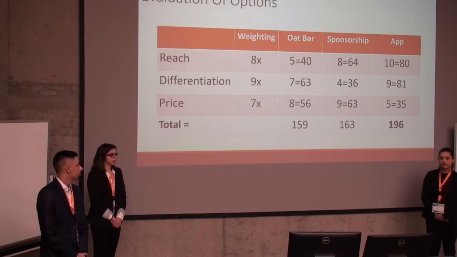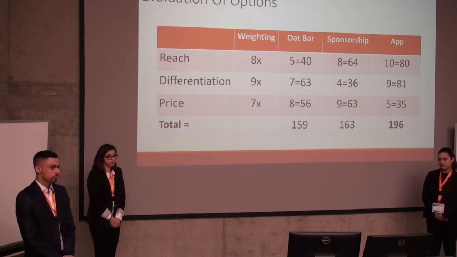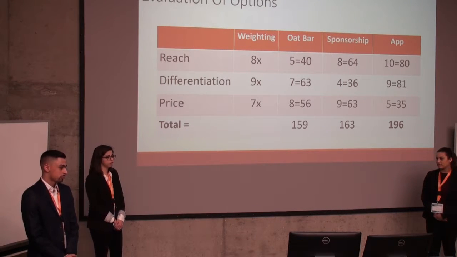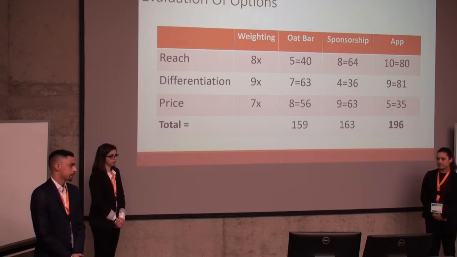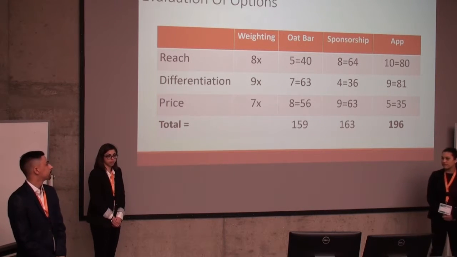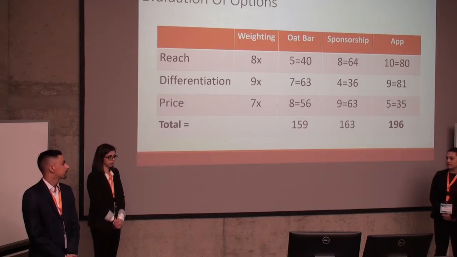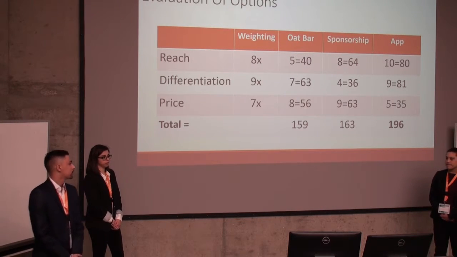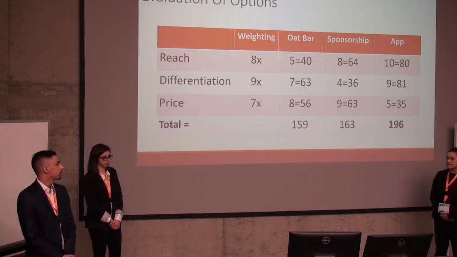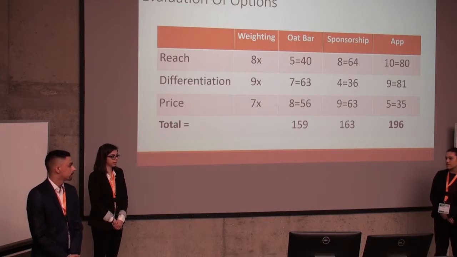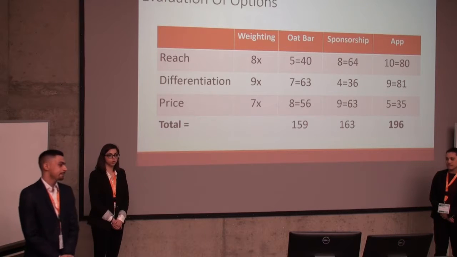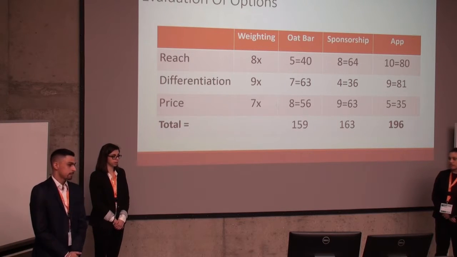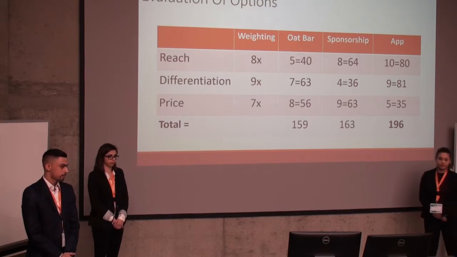For the app, we said that the reach would be a 10, so anybody that has a phone pretty much can reach your company. Differentiation is a 9 because not a lot of companies have an app like yours. And for the price, it's a 5 because the app would be a little bit expensive to develop. That adds up to a total of 196. So as you can see, we chose the app, which we think is the best solution for your company.